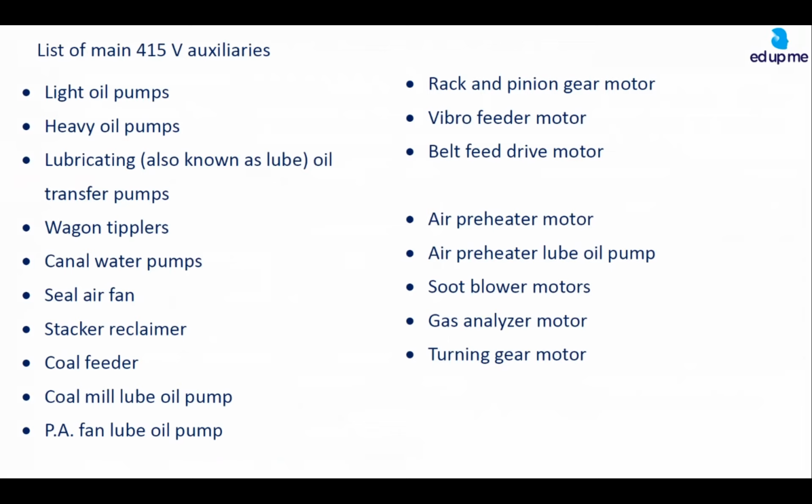There are light oil pumps, heavy oil pumps, lube oil transfer pumps, wagon tipplers, where the complete wagon is toppled upside down, canal water pumps, seal air fans, stacker reclaimers, coal feeders, coal mill lube oil pumps, PFN lube oil pumps, rack and pinion gear motors in the coal handling system, vibro feeder motors in the coal handling system, belt feed drives, and air preheater motors, because the air preheater is a continuously rotating item.